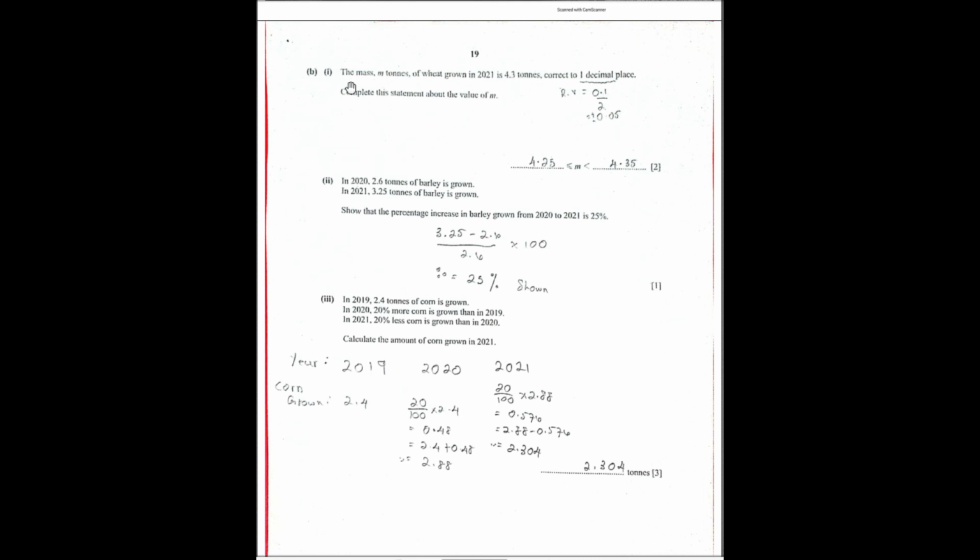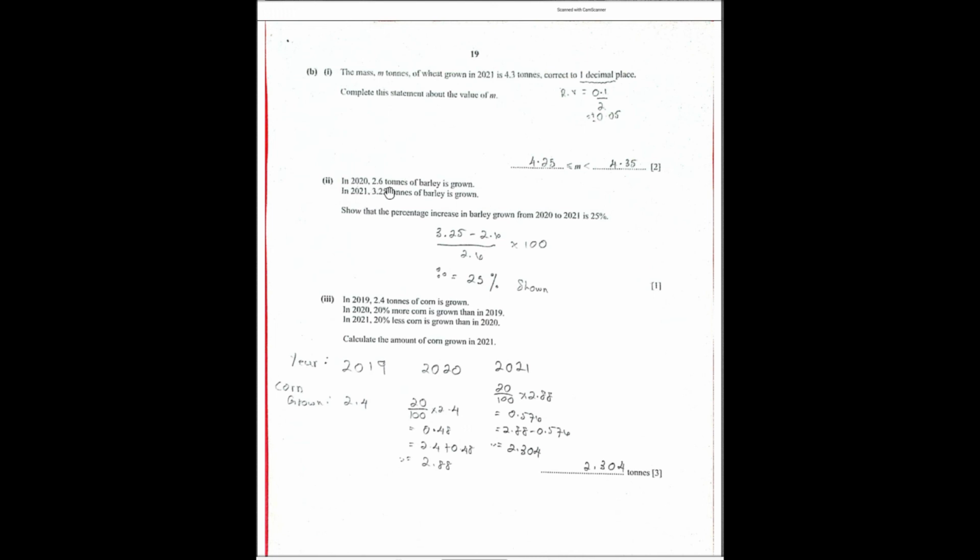Question B. The mass M tons of wheat grown in 2021 is 4.3 tons, correct to 1 decimal place. Complete this statement about the value of M. Since it talks about 1 decimal place, our rounding value will be 0.1 divided by 2, which is plus minus 0.05. So M is greater than or equal to 4.25 and less than 4.35.